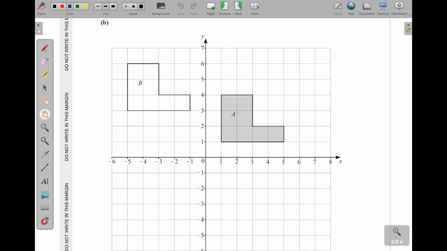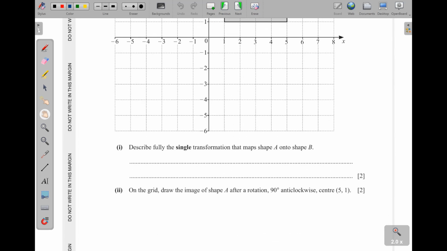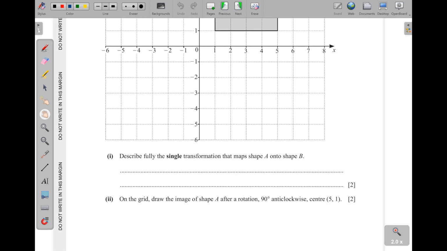Part B is coming from transformations. They're saying describe fully the single transformation that maps shape A onto shape B. I advise that you always look at the number of marks allocated. If it is 2, then you think about translation, because you're going to tell us that it is translation. Then by vector, you give us the vector. Those are the 2 marks.